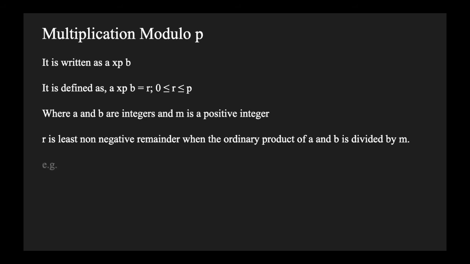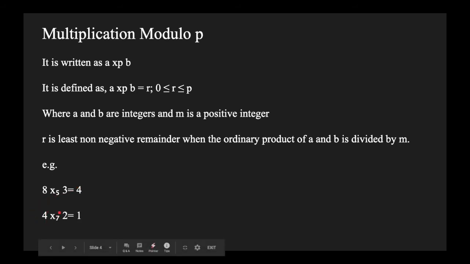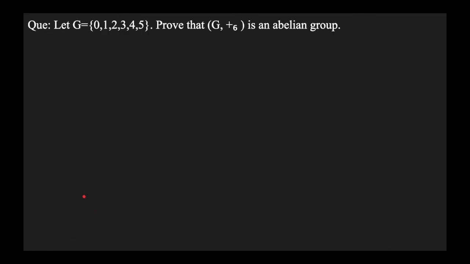For example, 8 multiplication modulo 5 and 3. So that means first we need to multiply 8 and 3, that is 24, and 24 divided by 5, the remainder will be 4. Same way, 4 multiplication modulo 7 2. So that is 4 into 2, that is 8, and 8 divided by 7, we get remainder 1. Are we clear?